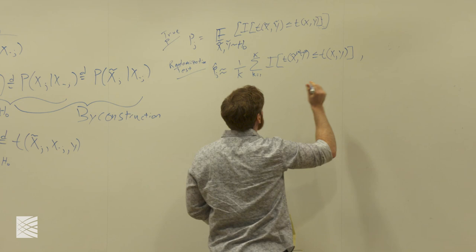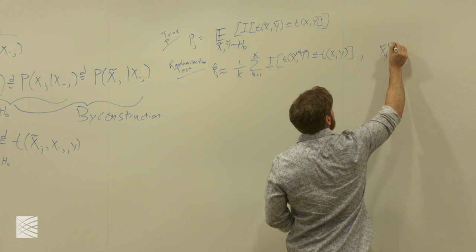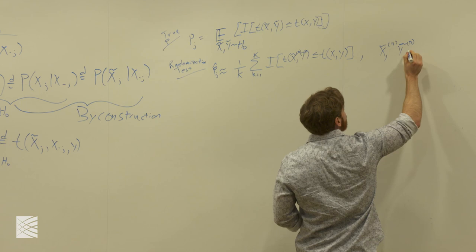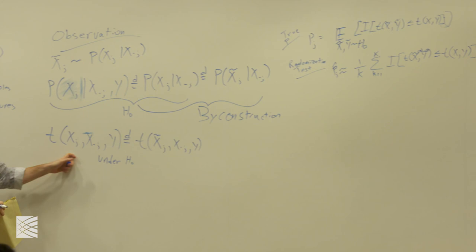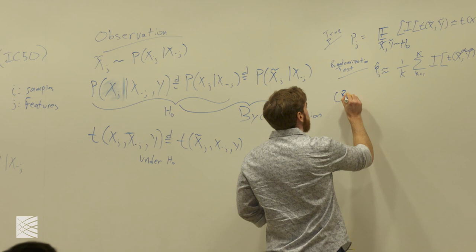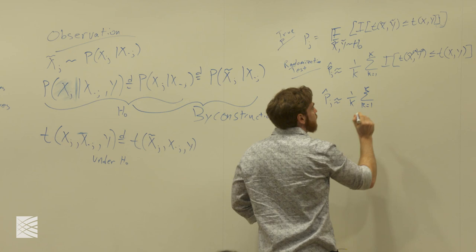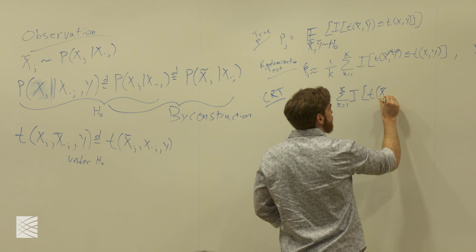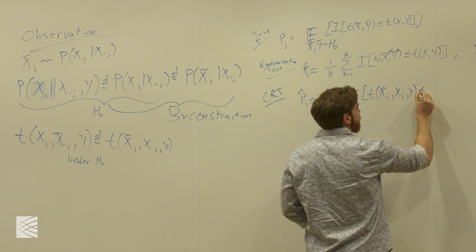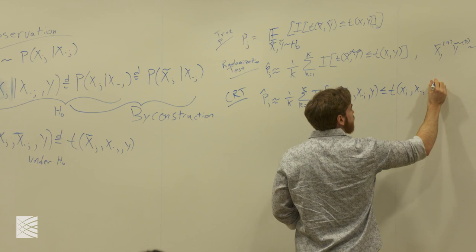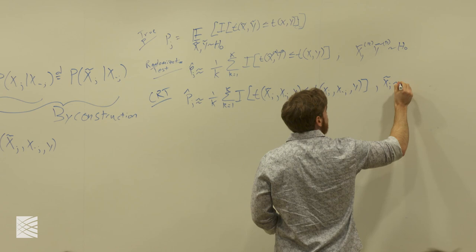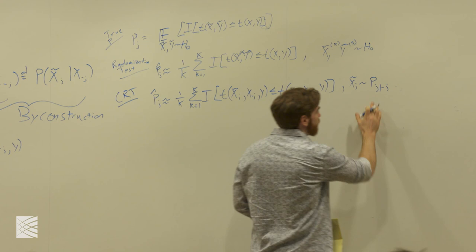Where the idea is that you've sampled x tilde k and y tilde k from the null distribution. But from this clever observation, we know that we can actually just do this conditional randomization test and say that p hat of j can be approximated as some test statistic on x tilde j, x naught j, y being less than or equal to t of xj, x naught j, and y. Where now what we've done is we've sampled x tilde j from what I'll shorthand write as p of j given naught j.